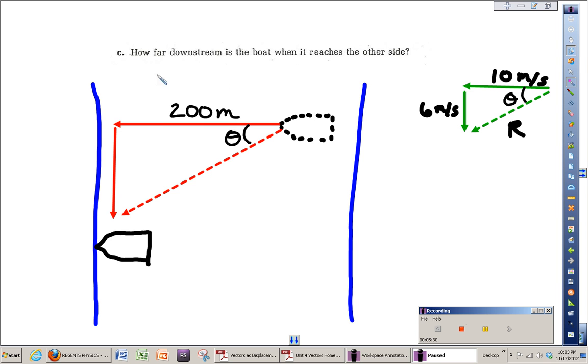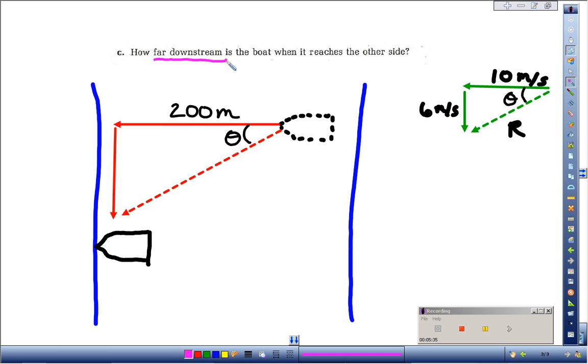For this last part, C, it wants to know how far downstream the boat is when it reaches the other side. Now, this is, again, pretty confusing, because if you take a look over here, what you had from part A was a right triangle with a vector of 10 meters per second to the left and a vector of 6 meters per second down, or 10 to the west and 6 to the south. And you ended up getting a resultant velocity that was southwest. The same triangle that you used for part A and perhaps for part B, you can use in this instance.